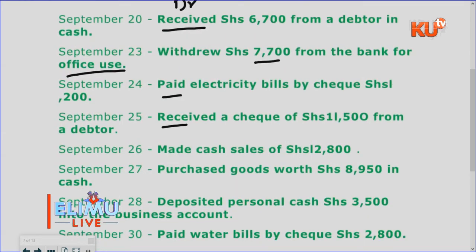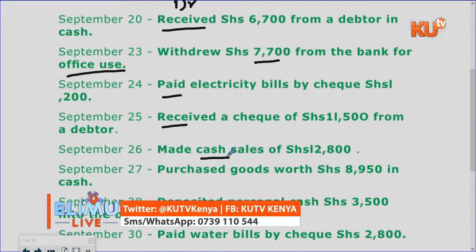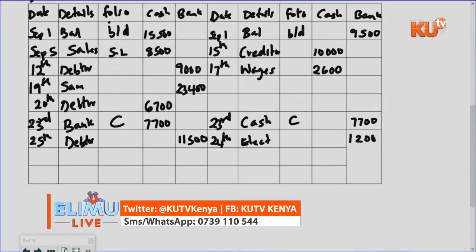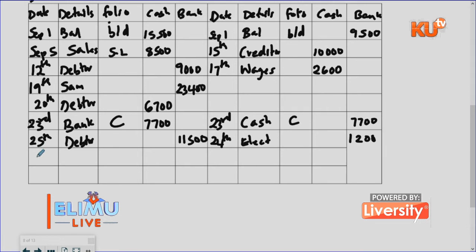Received, that is made cash sales of 12,800. We are making sales, therefore we receive. And when we receive the payments or receive the money, we now debit this transaction. So we debit the transaction on 26th. That is from sales, an amount of 12,800.